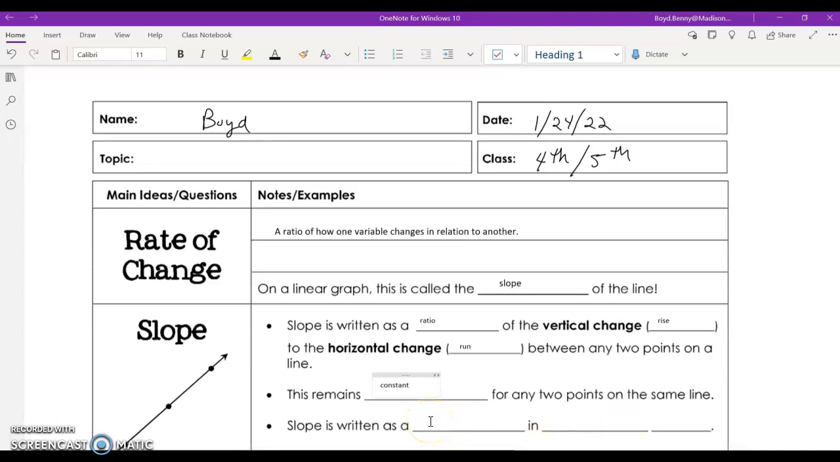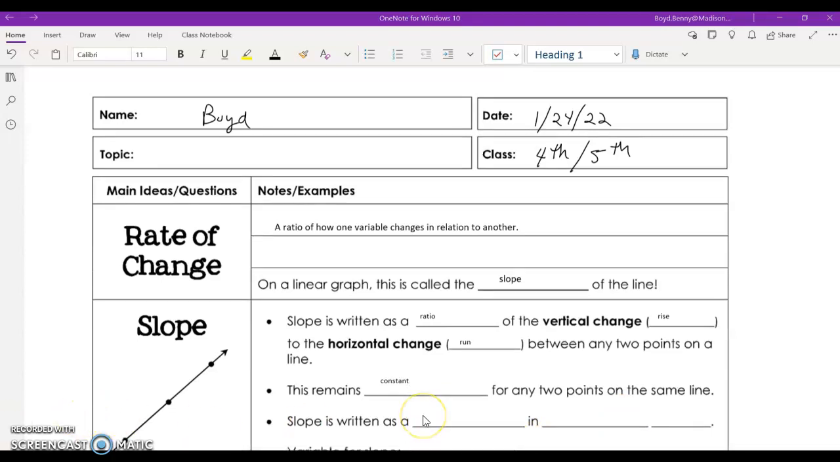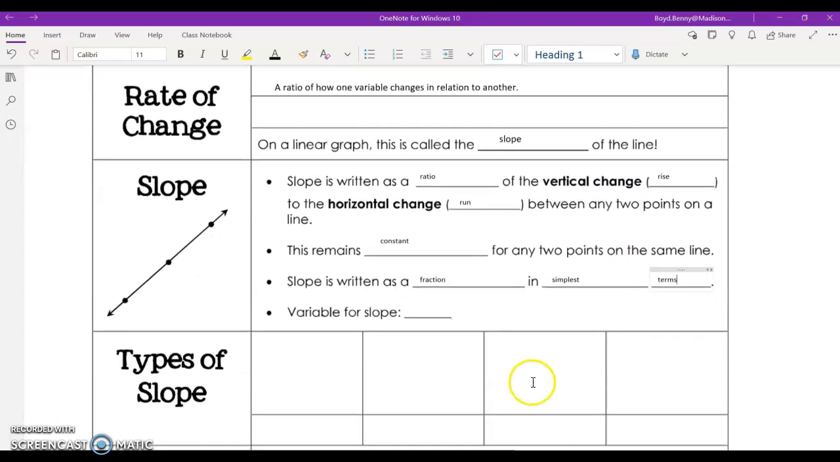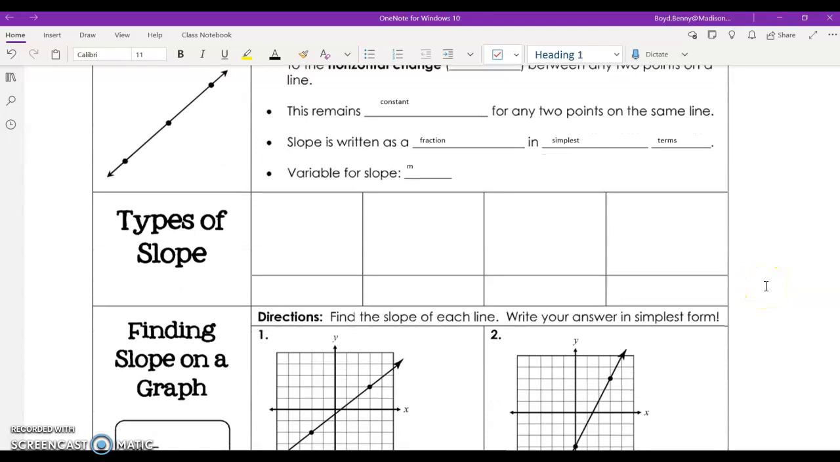Slope is written as a fraction in simplest terms. What does that mean? It means we're going to reduce those fractions to lowest terms. The variable for slope is the letter m. Okay? So there are different types of slope. There are actually 4 different types of slope.